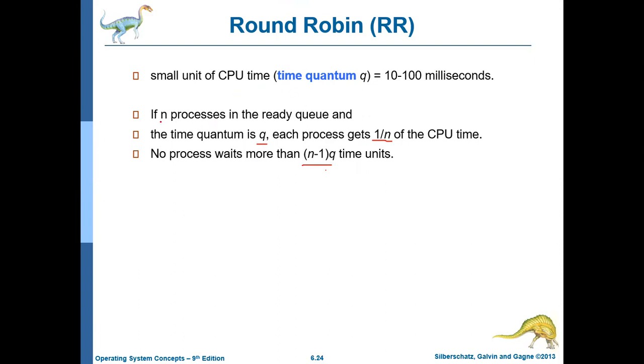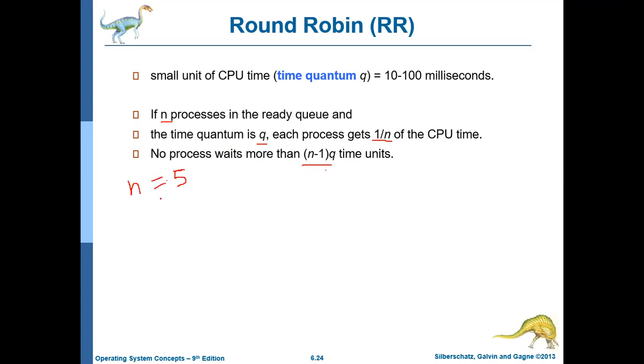If there are n processes in the ready queue, and if the time quantum for each process is q milliseconds, then each process will get 1 by n of the CPU time, and no process will be required to wait more than n minus 1 into q time units. Okay, let us see this with an example. Assume n is equal to 5. So it means there are 5 processes in the ready queue.